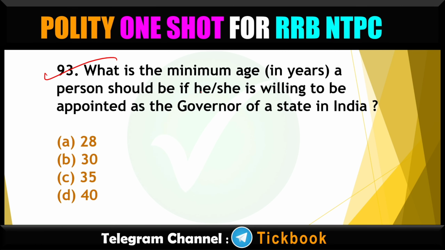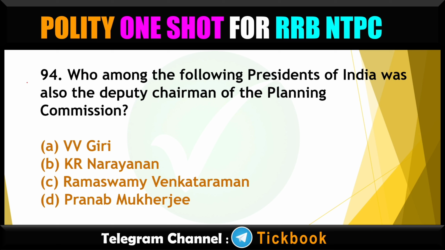93. What is the minimum age a person should be if he or she is willing to be appointed as the governor of a state of India? Option number C, 35.